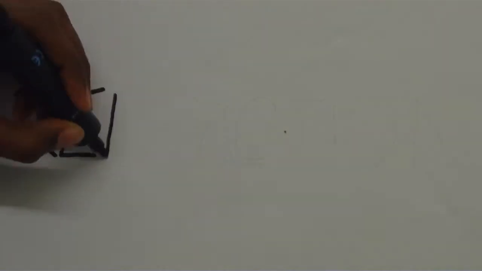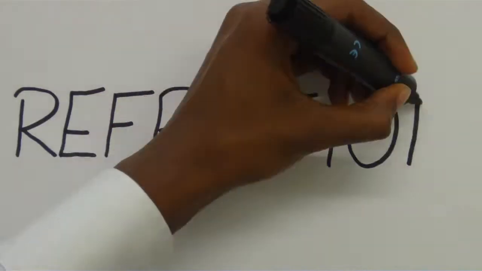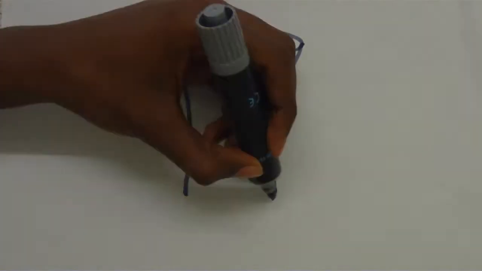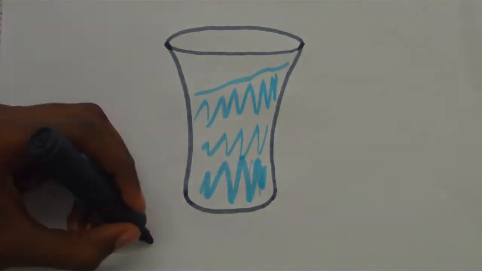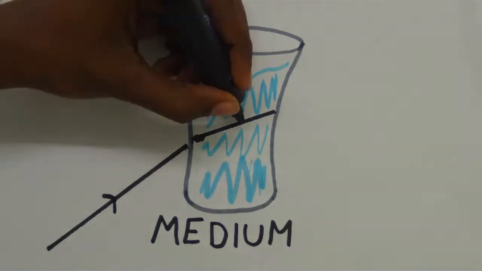To understand why rainbows form, we first have to understand a process called refraction. Refraction is the change in direction of light as it passes from one medium to another. Rainbows occur due to the refraction of sunlight.